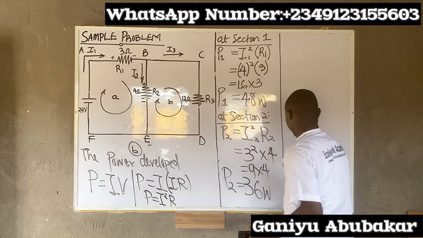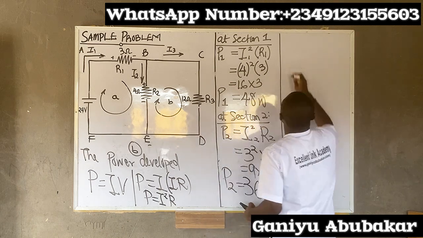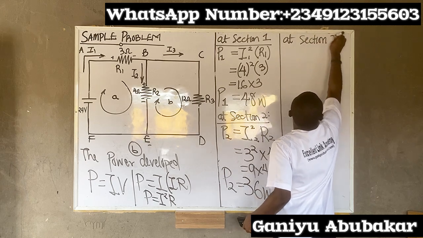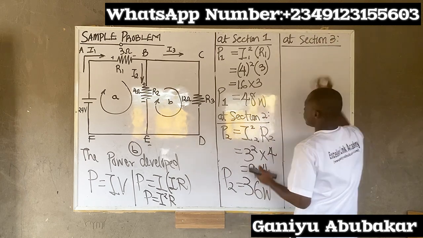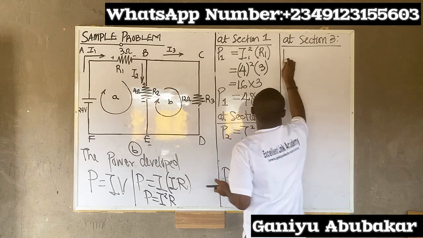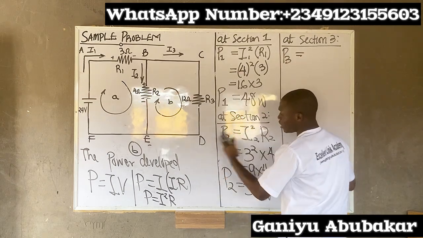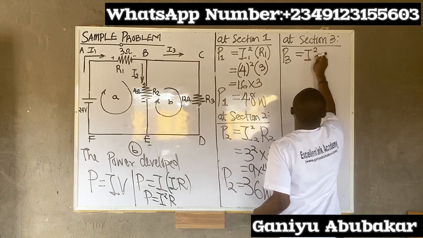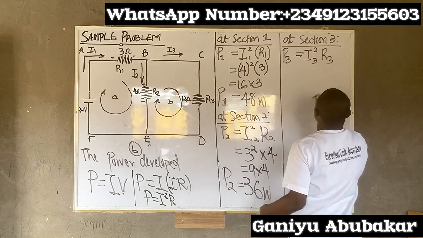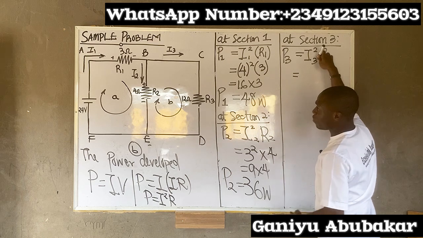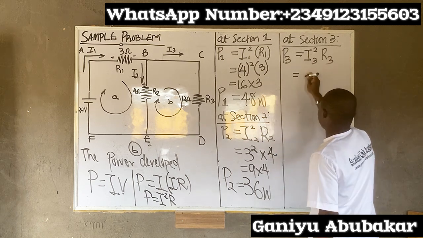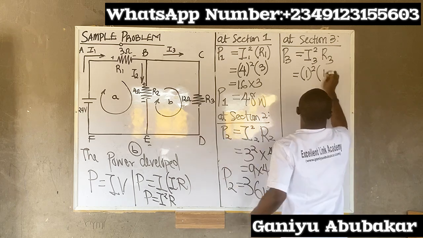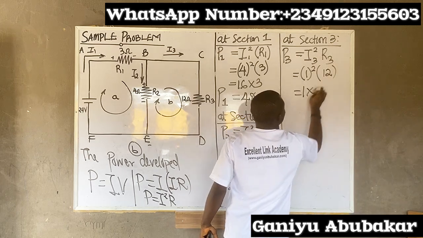Finally, at section 3, the power developed at section 3, that's P3, equal to, the formula is what? I squared R, but in terms of 3, that gives you I3 squared times R3. I3 is of course what there? That's 1. 1 all squared into R3 is 12. This gives you 1 times 12.